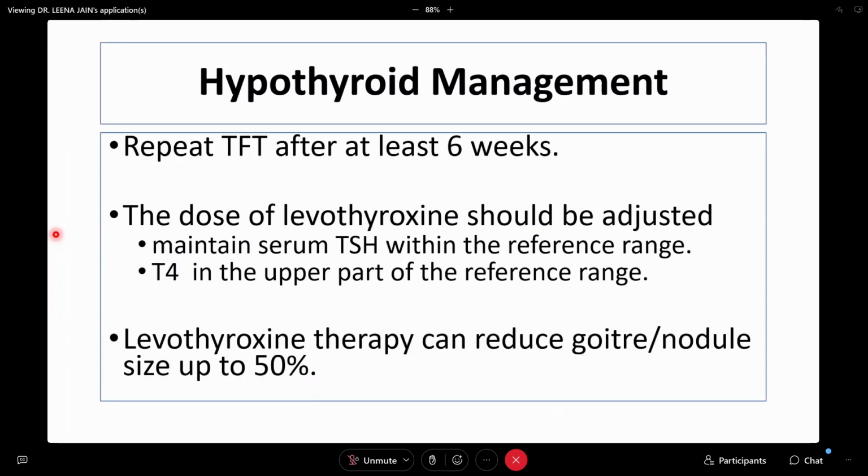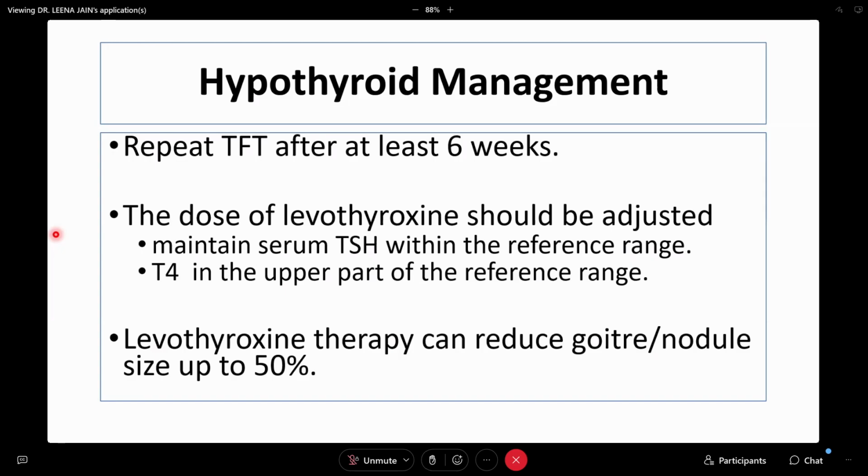So you have to repeat. Many students ask when to repeat the TFT. Once you have started the hypothyroid treatment, you have to repeat the test at least after 6 weeks. The dose of thyroxine is to be adjusted and maintained as per the TSH level. What is the TSH range you want to attain? You have to take that into account, and readjust the dose as per the TSH level.